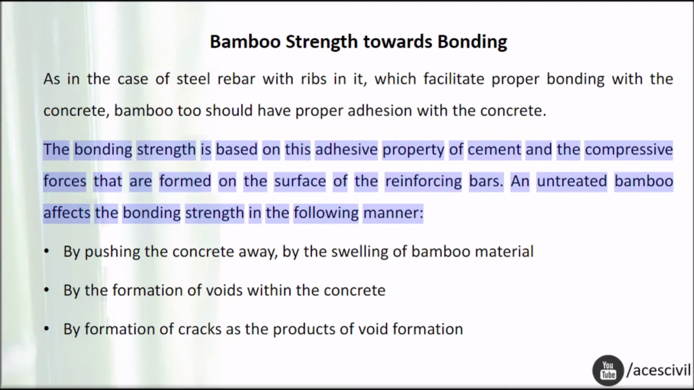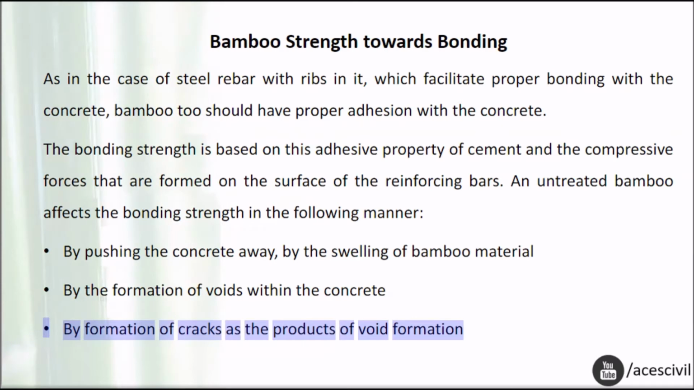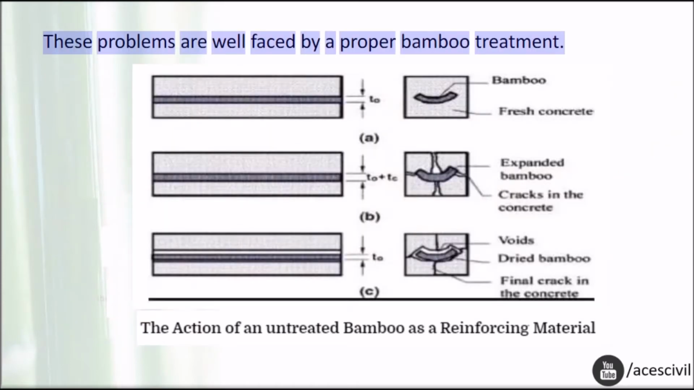An untreated bamboo affects the bonding strength in the following manner: by pushing the concrete away, by the swelling of bamboo material, by the formation of voids within the concrete, and by formation of cracks as the products of void formation. These problems are well faced by a proper bamboo treatment.